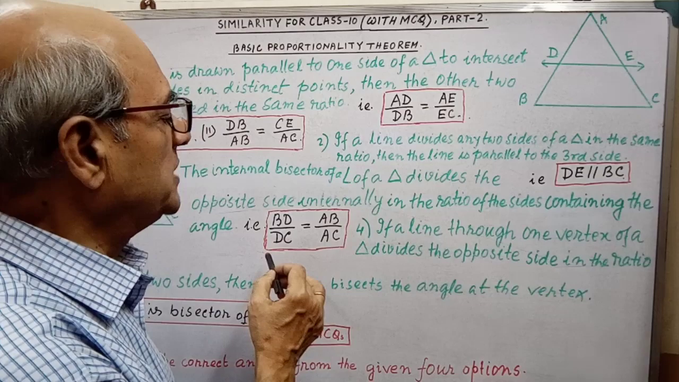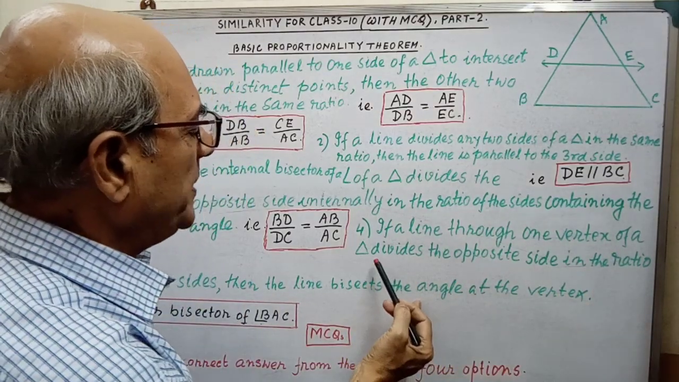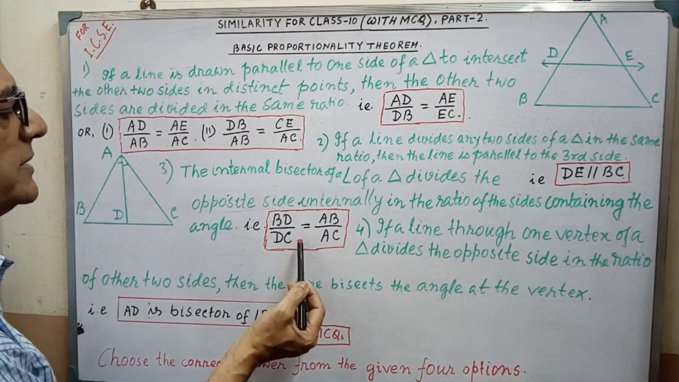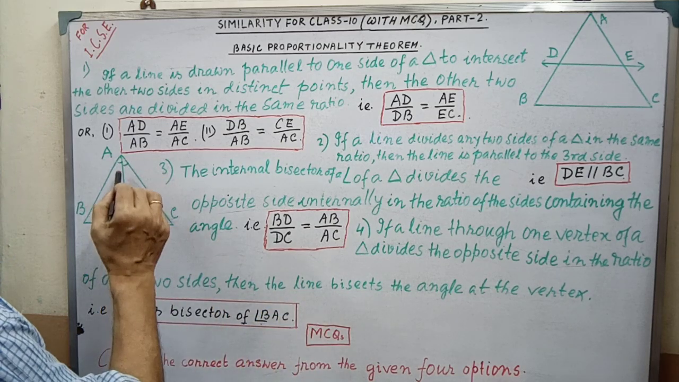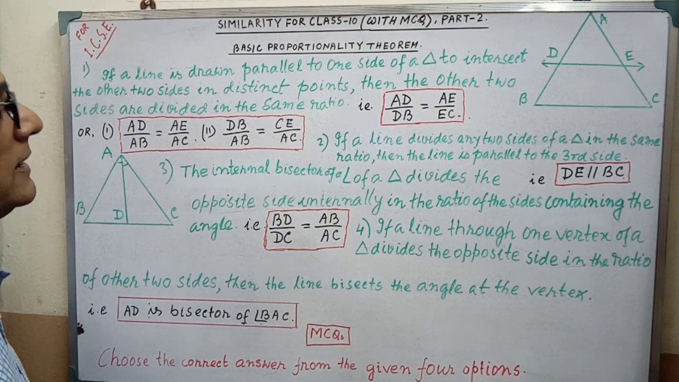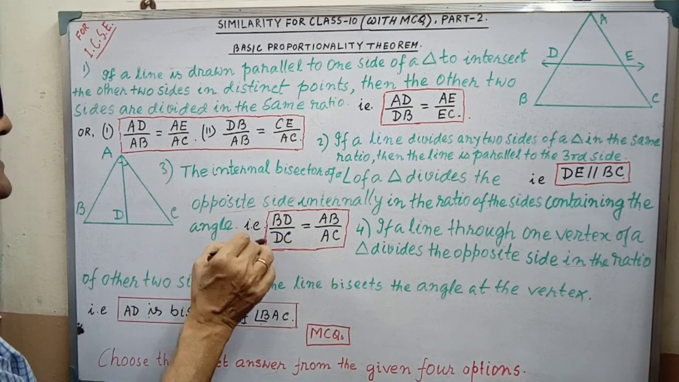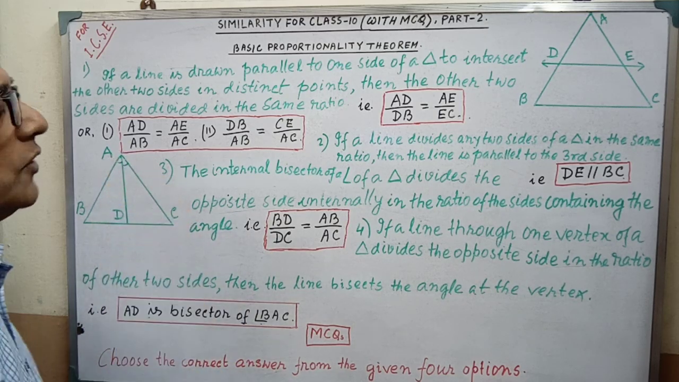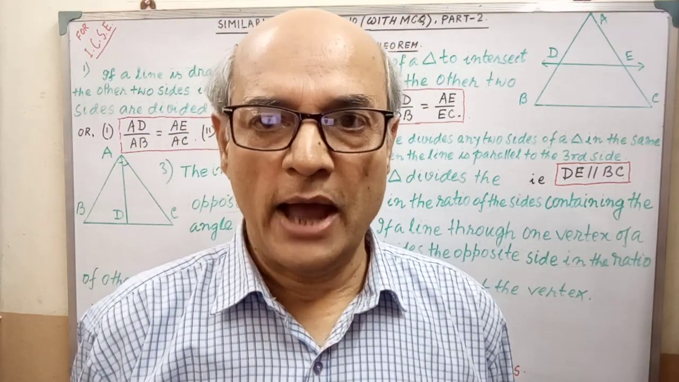This is the statement and conclusion you have to remember. Next, converse of this. If a line through one vertex of a triangle divides the opposite side in a ratio, that means here the ratio is given, we have to prove the angle is bisected. This AD is the bisector of angle BAC. Here the bisector is given, we have to prove the ratio. In the converse, the ratio is given, we have to prove AD is the bisector of this angle. That means statement and conclusion. This you have to remember.